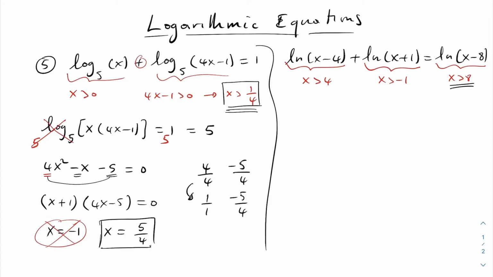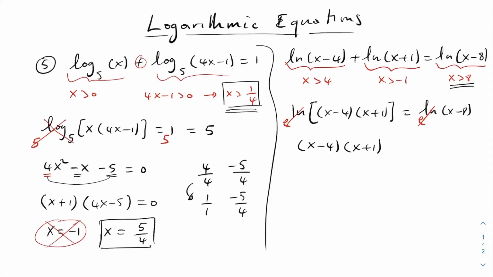All right, so again, on the left side here, we have two different logs. So we're going to have to use the product property of logs to make it into one log. And so that's going to be ln of x minus 4 multiplied by x plus 1 equals ln of x minus 8. And so now we can exponentiate both sides by putting e on both sides, or basically just canceling out the ln. And so that's going to give us on the left side here, x minus 4 multiplied by x plus 1 equals x minus 8.